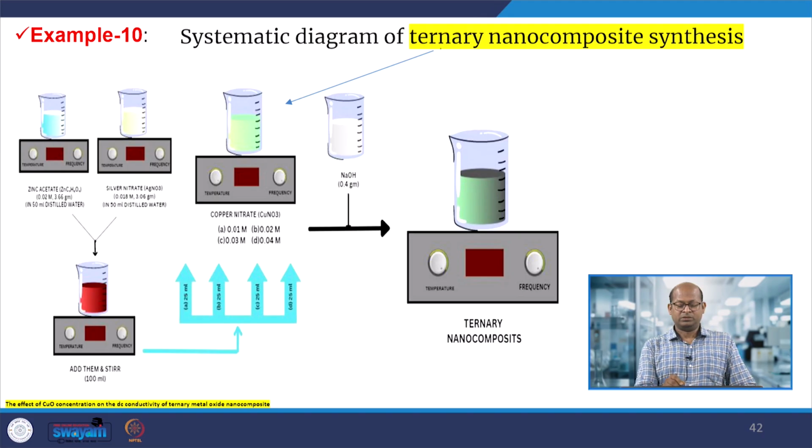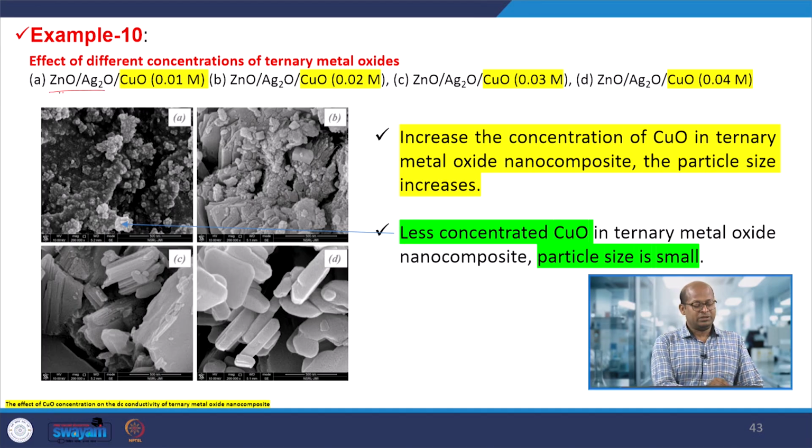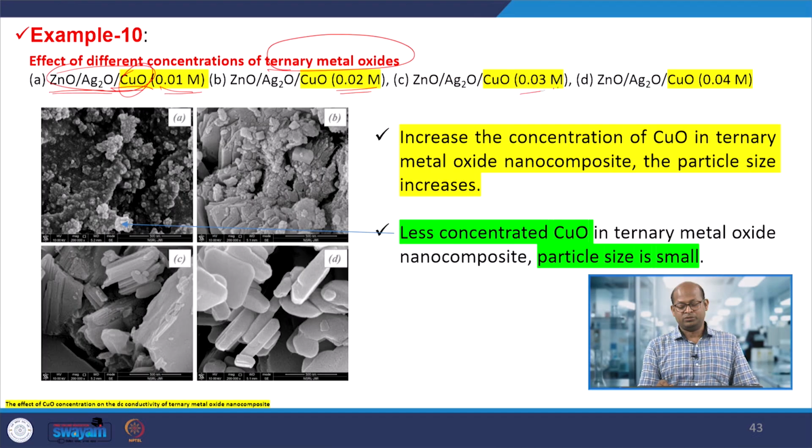After that we can look at ternary nanocomposite synthesis. Suppose we are using zinc oxide, silver oxide, and copper oxide, three different metal oxides, to prepare a specific material for specific applications; that is called a ternary metal oxide. Here we varied just the copper oxide ratio or concentration: 0.01, 0.02, 0.03, 0.04 molar concentrations. So you can see that by changing that particular metal oxide concentration, the structures easily change.